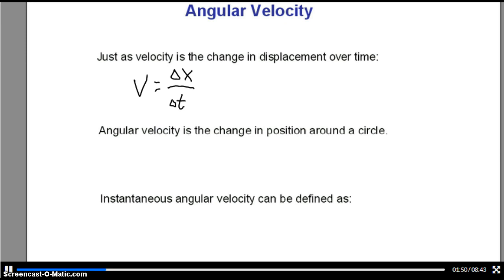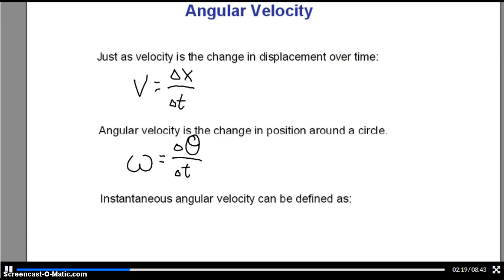Angular velocity is the symbol omega here, that kind of looks like a curly W, and that would be the change in angle theta over the change in time. So nothing terribly different: we were looking at change in position over change in time, and now we're simply looking at the change in angle over the change in time.